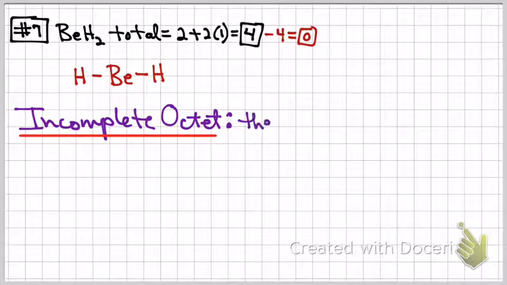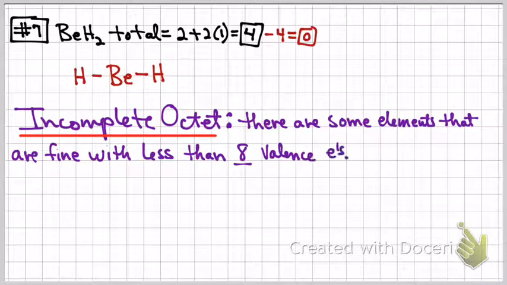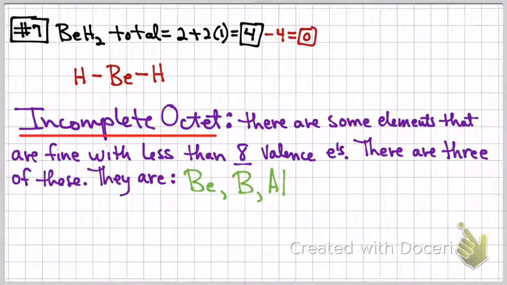There are only a handful of elements that are in this position where we generate a legitimate dot structure for this molecule. There are actually 3 elements that this holds true for. When you run into these and you end up with less than 8 valence electrons, it's okay. Don't try to do double and triple bonds. The 3 elements are beryllium, boron, and aluminum.